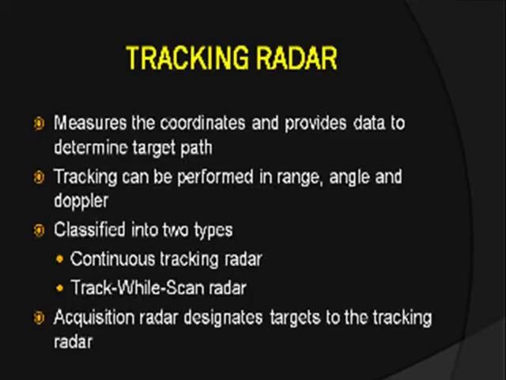A tracking radar basically requires some input, that is, whether a target is present or not already and in which direction it is present. So an acquisition radar provides this data first, and the tracking radar will be locked onto the target and it will be able to give the data of the target on continuous basis from then. So the tracking radar is a secondary radar in general, whereas an acquisition radar is a primary radar.